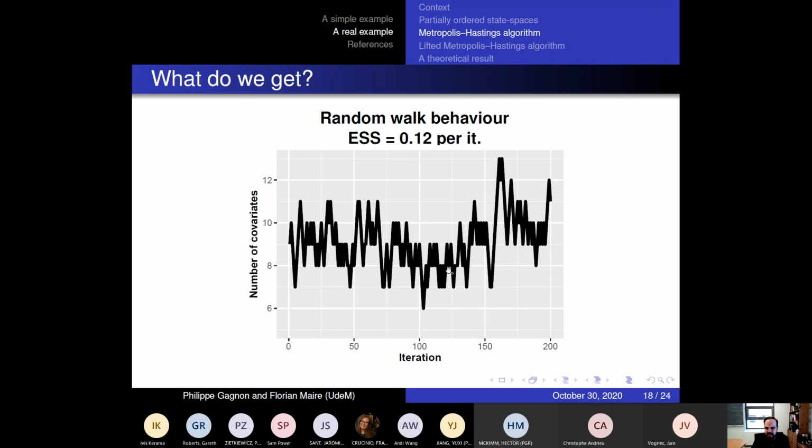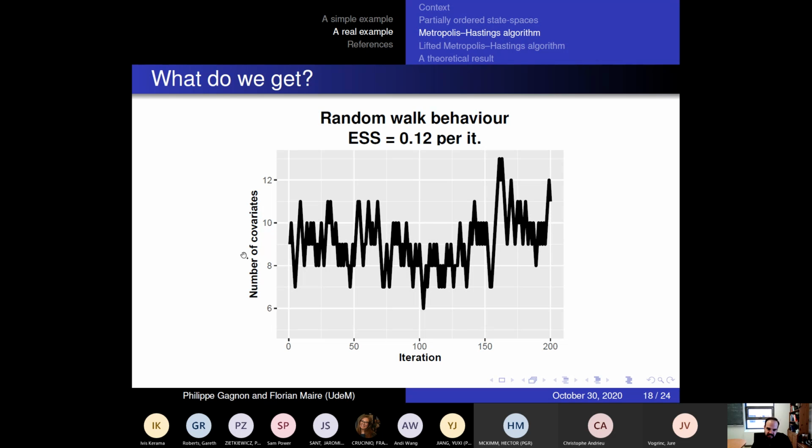So you still have the random walk behavior, so a lot of oscillations. But in this case, X is no longer one-dimensional, right? So if I show you a trace plot, I have to decide which function or statistic I am looking at. And the statistic that I chose is the number of covariates included in the model, okay?